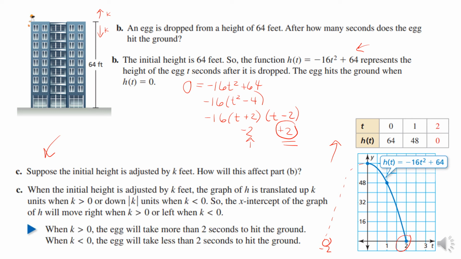So when k is greater than 0, if you're going up, the egg's going to take more than 2 seconds. If k goes down, if k is negative, then the egg is going to take less than 2 seconds to hit the ground. So that's a really good example to show you how you would use the adding or adjusting of c to change the answer to your problem. Obviously, throwing eggs off a building isn't really serious, but it is important that you understand the concept.